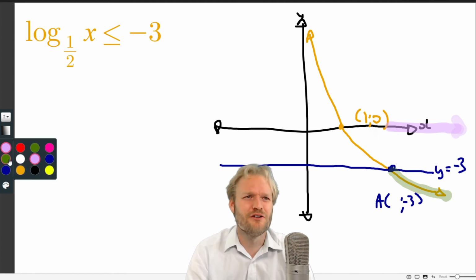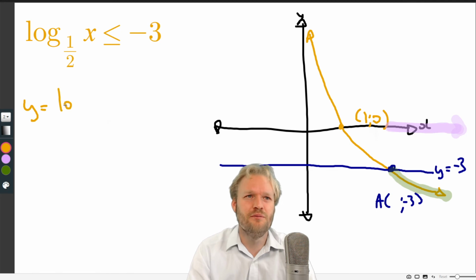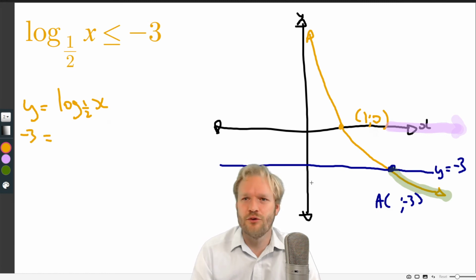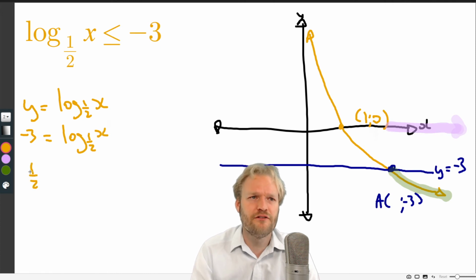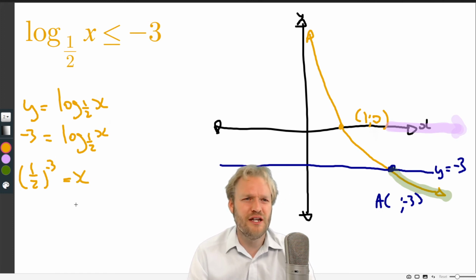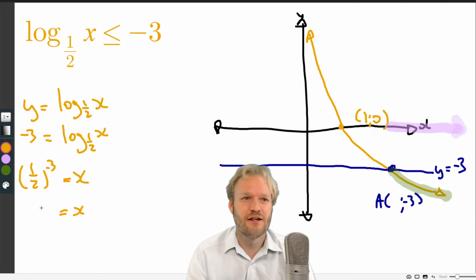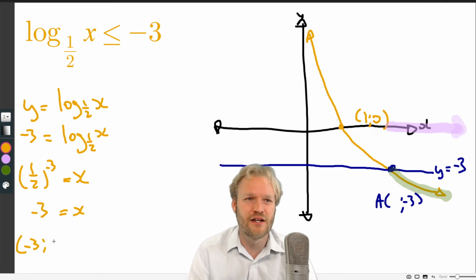Okay, so we've got this graph here, y equals log base a half of x. We know the value is negative 3. We're trying to work out what the coordinates of point A are. So we've got log base a half of x, a half to the power of negative 3 equals x. So it's 2 to the 3, which is 8. But you know what? We've always got this kind of help. If we needed to, we could just go 1 over 2 to the power of negative 3, which is 8. Right? Gets us there if we need it.